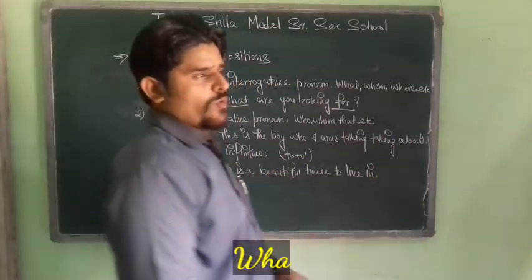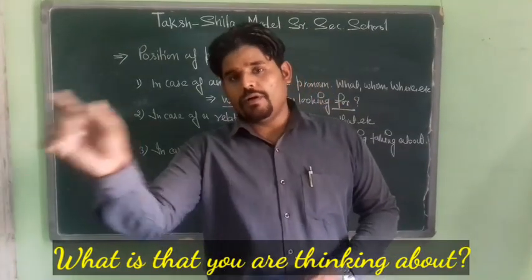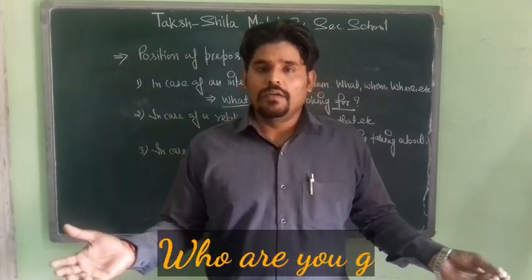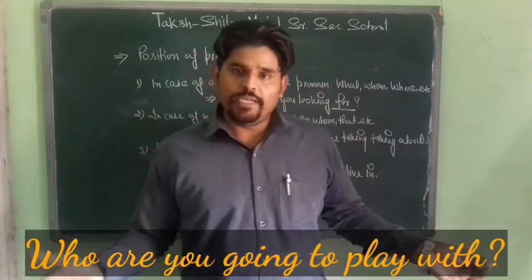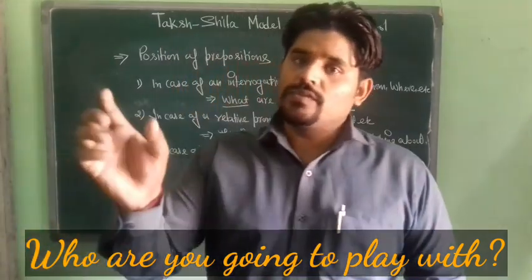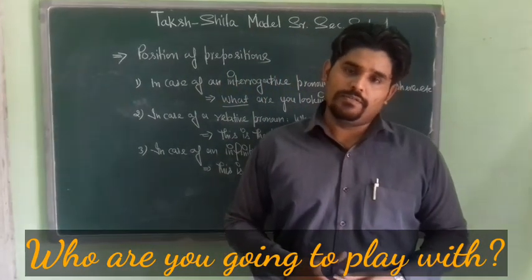Now let me give you one more example. What is that you are thinking about? So about is used at the end of the sentence. Who are you going to play with, right? In this sentence, with is the preposition which is used at the end of the sentence, right?